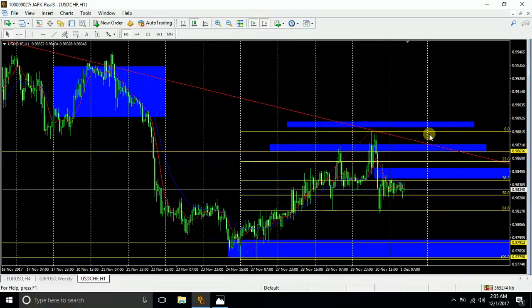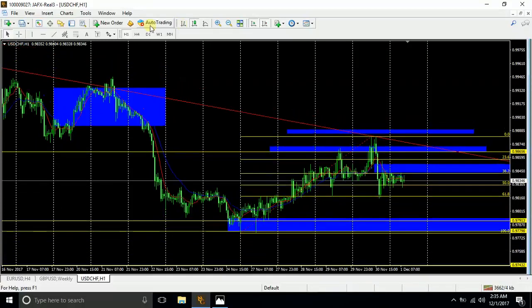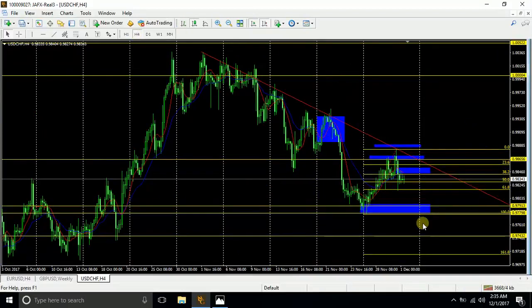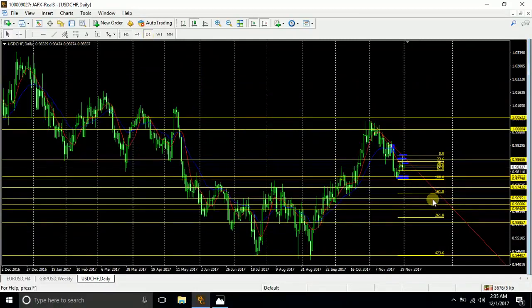Okay, now if we were continuing up, we would look for a reversal at the 31, 38, the 50, or the 61. If we have breached these levels here, we're going to the 100, the 61.8, or beyond.